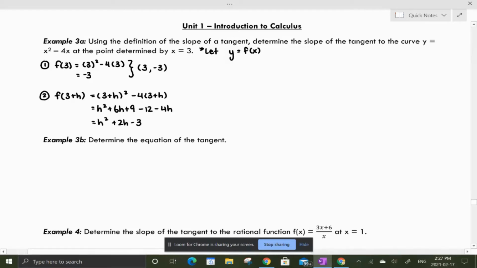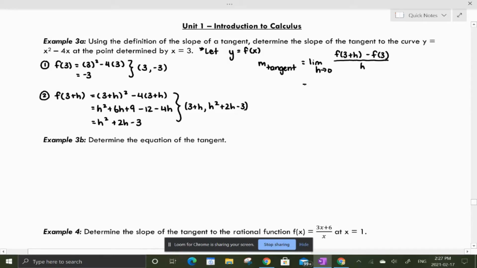So now that I've gotten my second, what I would call quote unquote point, which is 3 plus h and then h squared plus 2h minus 3, I can now use the equation to help me figure out the slope of my tangent. So the slope of my tangent is going to be the limit as h approaches 0. And remember, we're looking at f of 3 plus h minus f of 3 over h. And so I'm going to plug everything in.